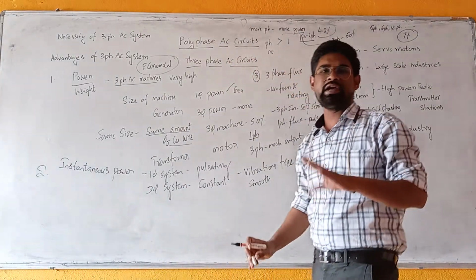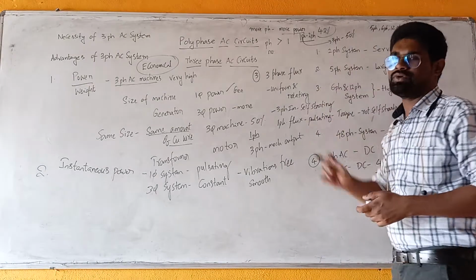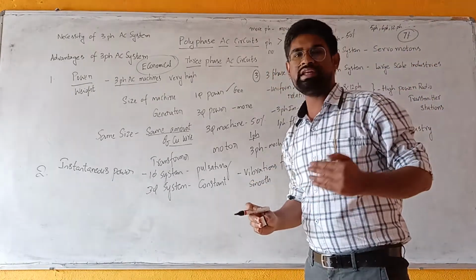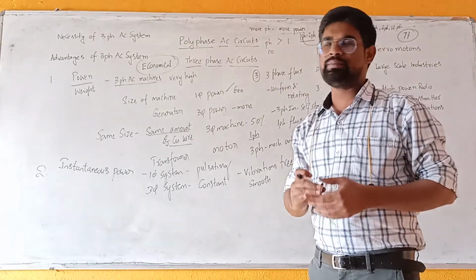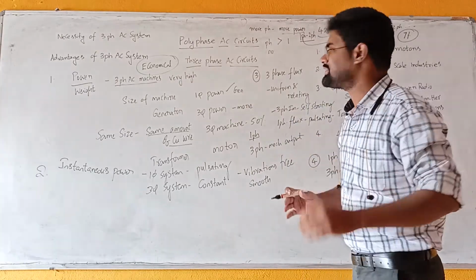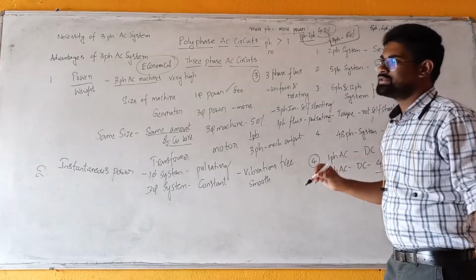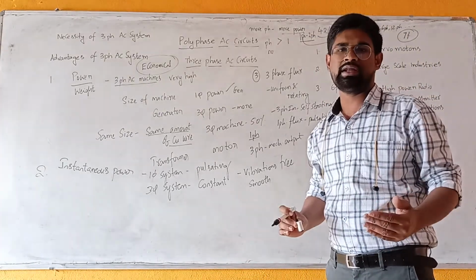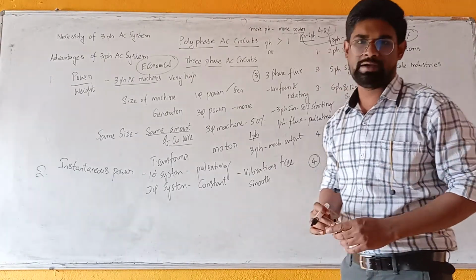But there are so many complications. If you go for 5-phase, 6-phase, 12-phase, it increases the number of wires, it increases the complexity, which increases the power losses. So because of all these additional complications, we limit the system to 3-phase AC supply. That's why 3-phase AC supply is the most popular and most widely used AC system in the world.